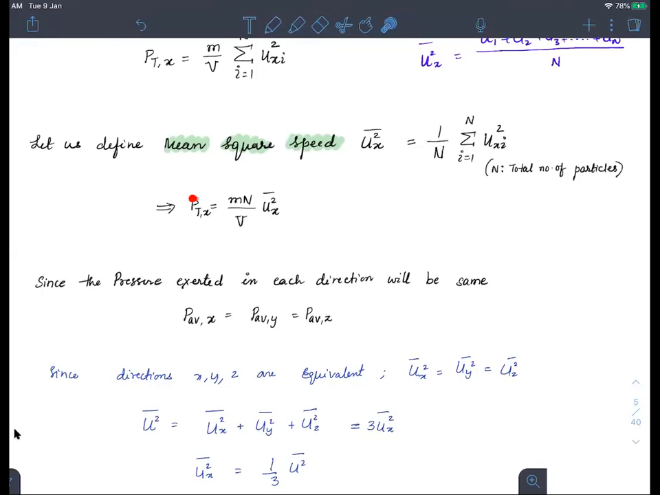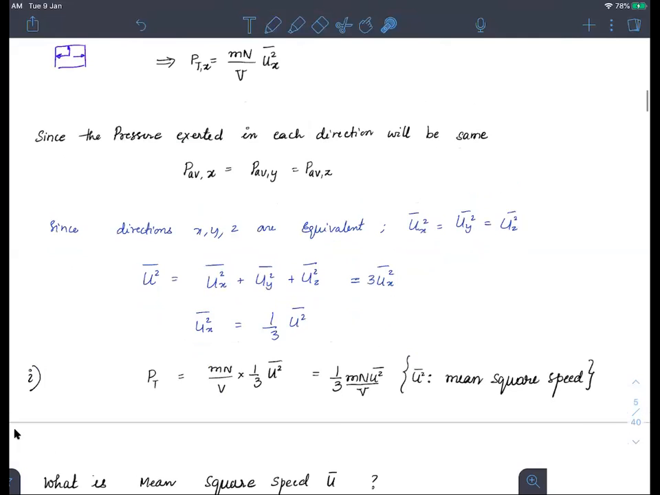And we know that pressure in gases, whatever the pressure which is applied in this direction will be same as this direction, and in fact in all the directions. So whatever the average pressure which is applied in x direction should be same in y direction, should be same in z direction as well. And if you see ux square, if this is the mean in x direction, the same amount of mean should be in the y direction, same amount of mean should be in the z direction.